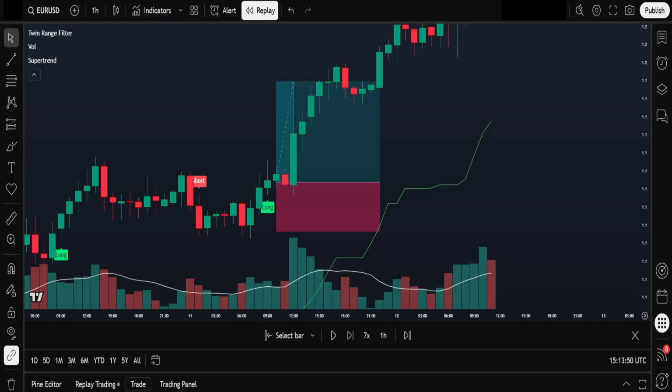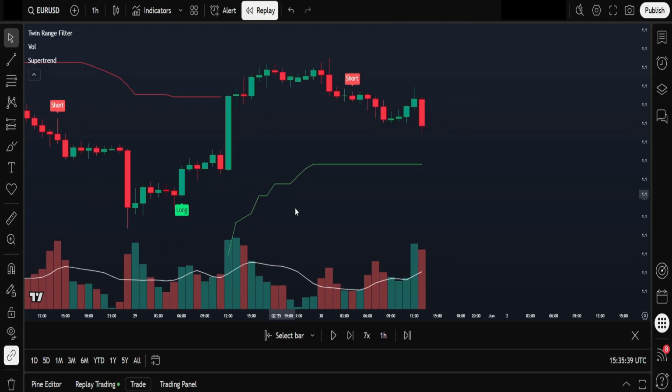Tip: if the long signal appears but the volume bar is still below the moving average, do not take the trade yet. Wait for a bar to close with volume above the moving average, then take the next qualified long signal. One extra bar of patience upgrades the quality of many entries.